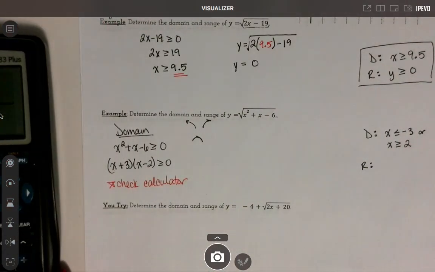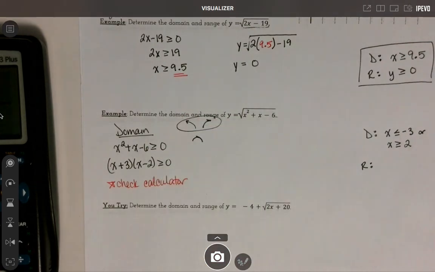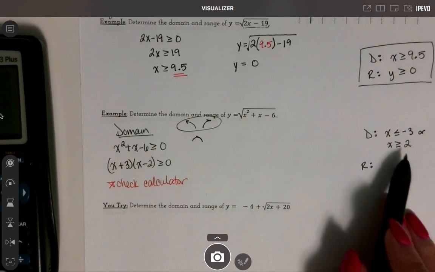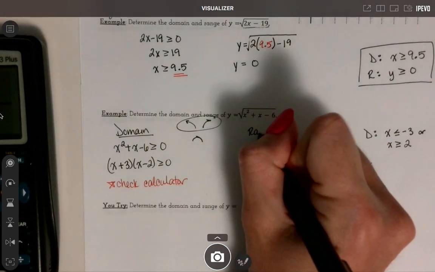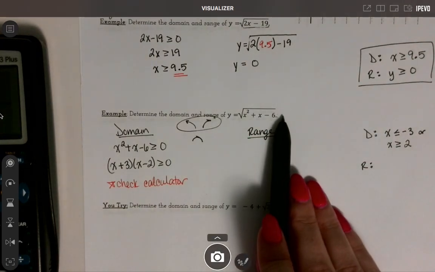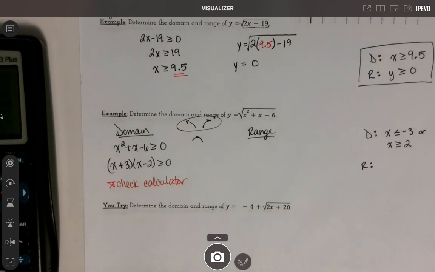For my range, I'm going to circle this because that's what it ended up looking like. I'm going to plug in one of those numbers. If I plug 2 in for both of my x's, I should get a y value of 0, because I'm using the same logic that nothing is being added or subtracted on the outside of my radical, so it's not changing vertically up or down.